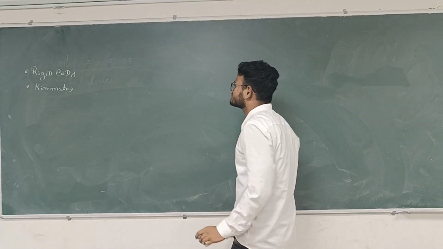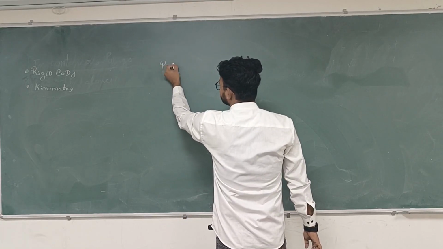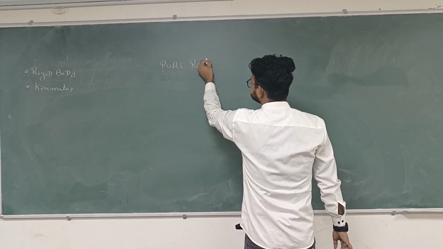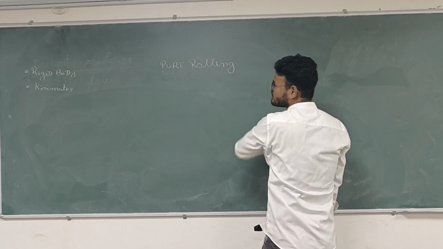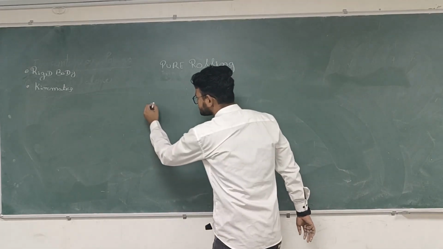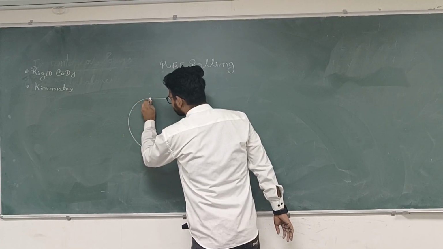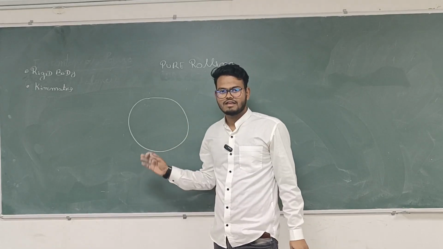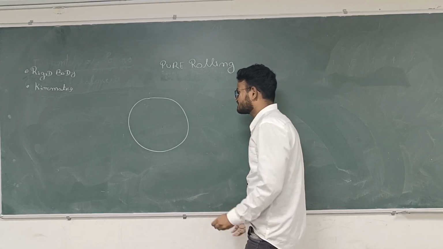Okay, so our topic is pure rolling. So let's suppose, have you ever seen a car? Let's suppose this is a tire of a car. Assuming this is a rigid body, what will happen?